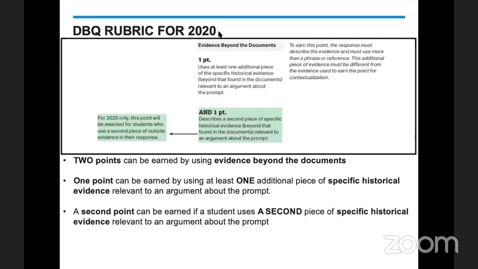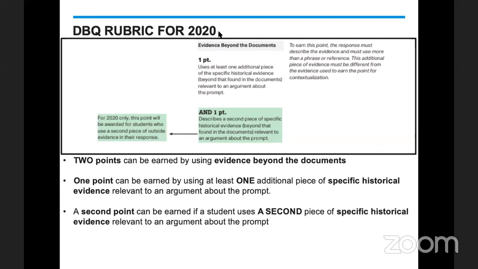Okay, and then the other 2 points are evidence beyond the documents. What they've really done here in the C category is they've tried to create different avenues for students to earn points. Because the exam is 45 minutes, that is a tight time window, and so they are looking for ways that you can earn points.